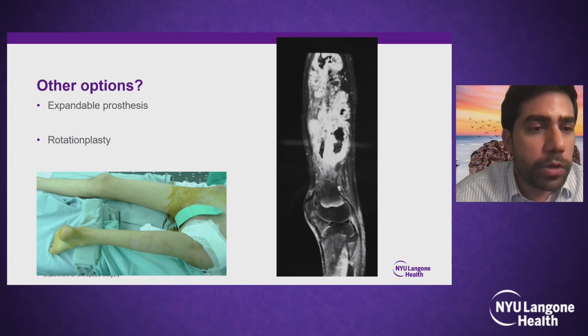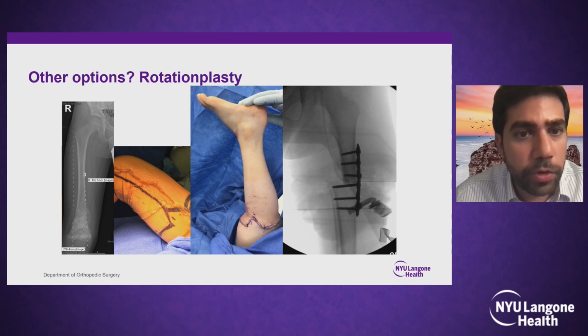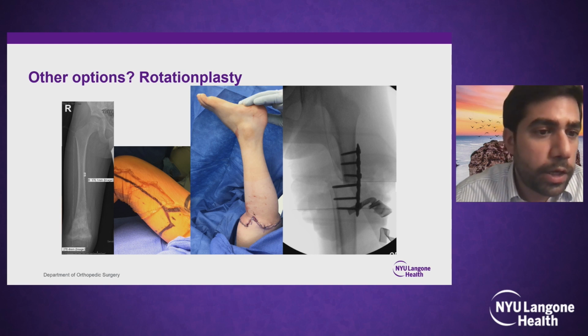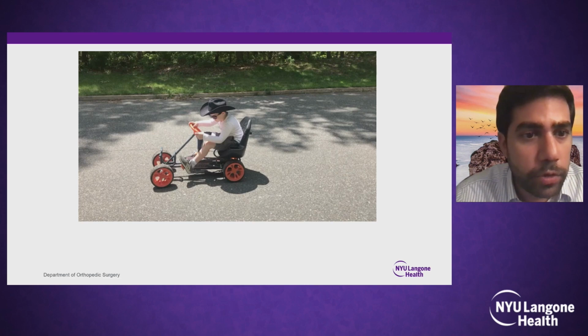A very important option should be a rotation plasty, and this should not be considered like a last resort type thing. Patients do very well functionally with it. It does take a lot of discussion with the families. However, they function really well, and it can provide an easy way of resecting that has a reliable outcome.